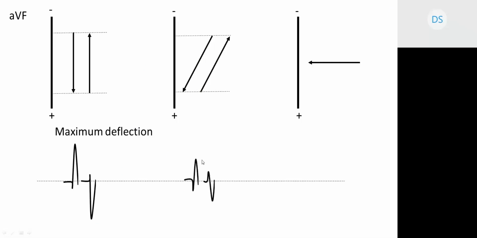Coming down to the next understanding. If my QRS is like this in AVF, either a little more positive but there is a negative component, or a little more negative but there is a positive component, then my QRS axis is going to be like this. It's going to be slanting.